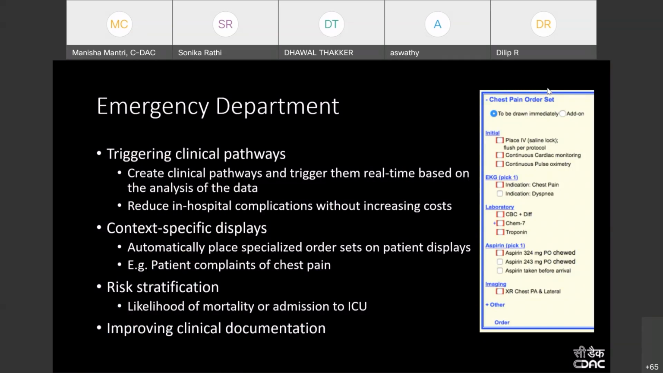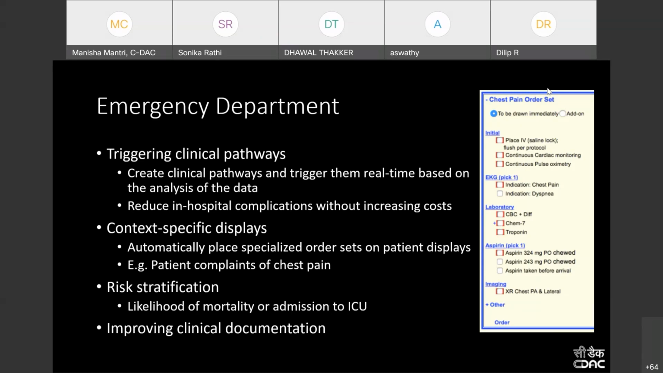So looking at the data, we define clinical pathways, what should be done in such a situation or such a condition, and then create such a clinical pathway. And the system automatically triggers such a pathway based on the information or the input received while the patient is in the ED. And these can be taken care of in real time by analyzing the data. So this would help to reduce in-hospital complications without increasing the cost further.